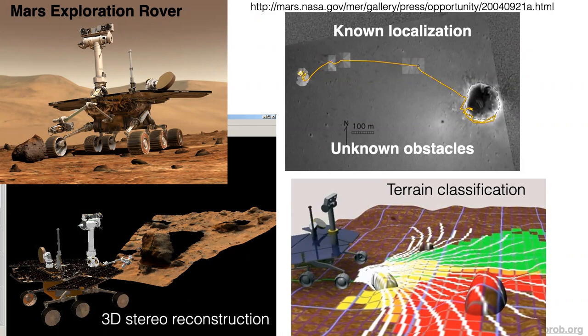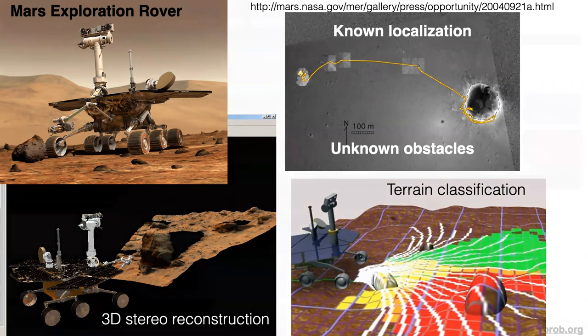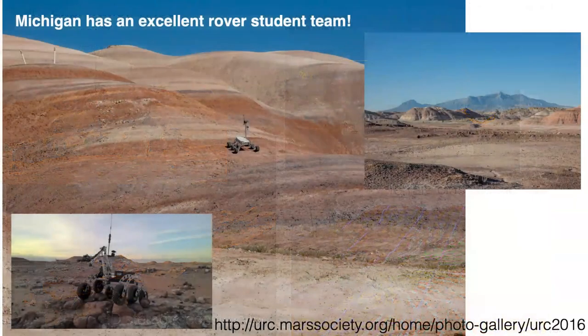The areas in yellow are sort of like maybe, but not sure. And the areas in red are the ones that sort of like, don't do that, bad, right? And that's sort of the equivalent of the antenna in the bug algorithm. And so again, Michigan has an excellent rover student team.